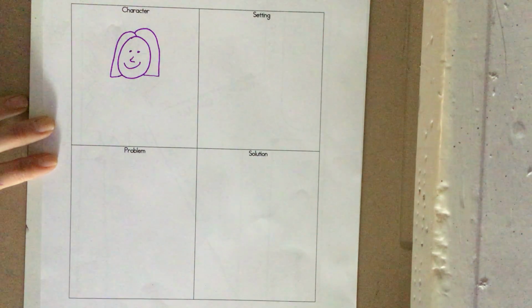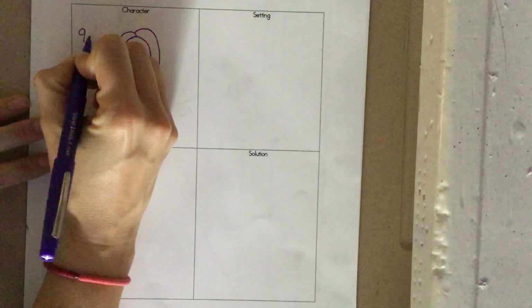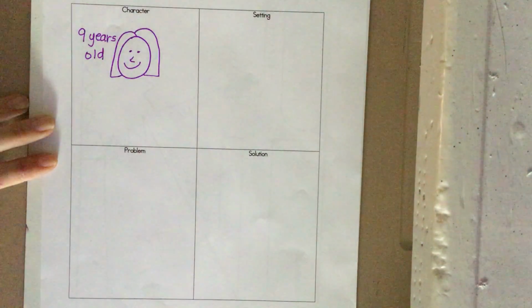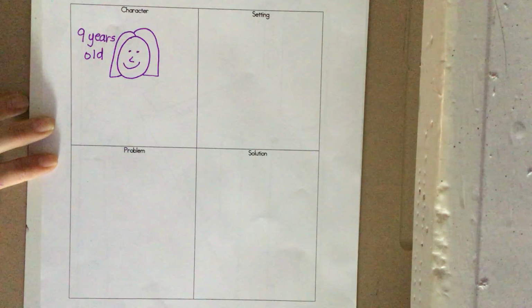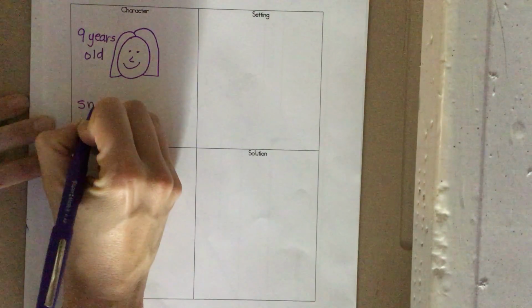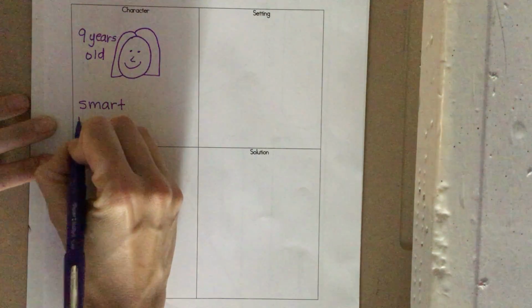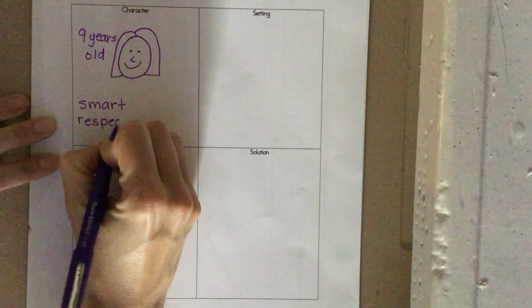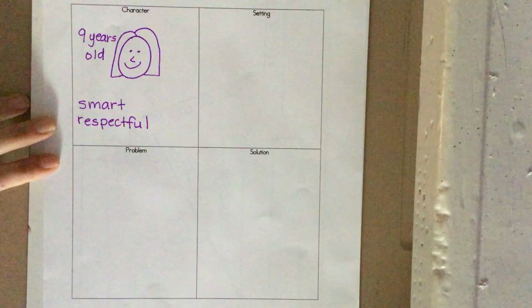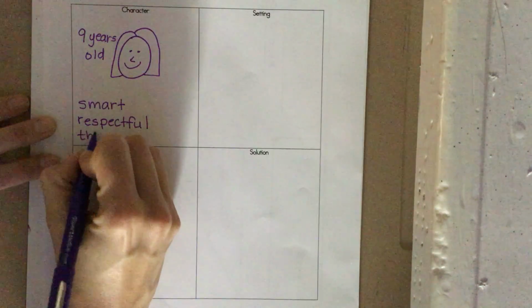I know that I want my girl to be a young girl, a school-age girl, so I'm going to say that my girl is about 9 years old. I know that I want my girl, my character, to have some certain traits. I know that I want my character to be smart. I know that I want my character to be respectful. And I know that I want my girl to be someone who can think outside the box.